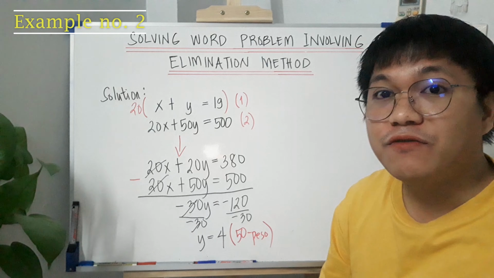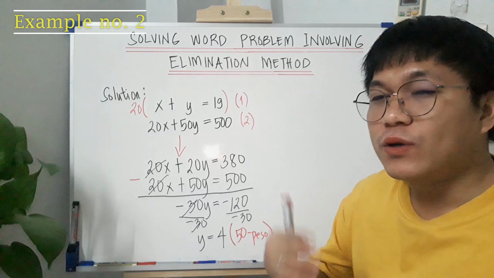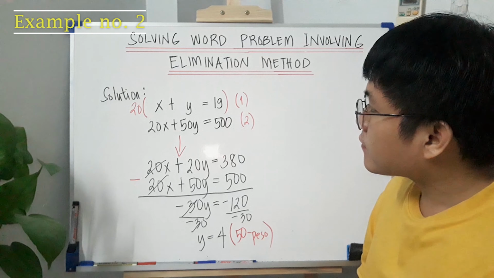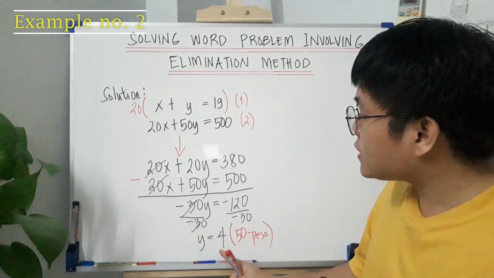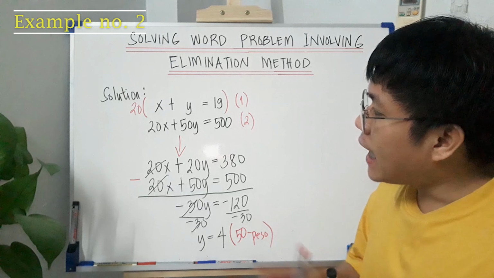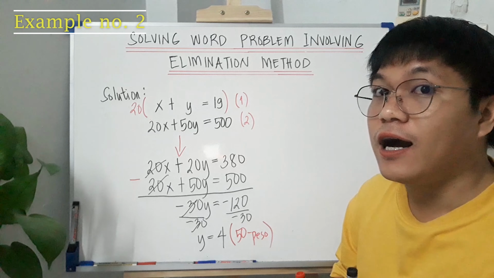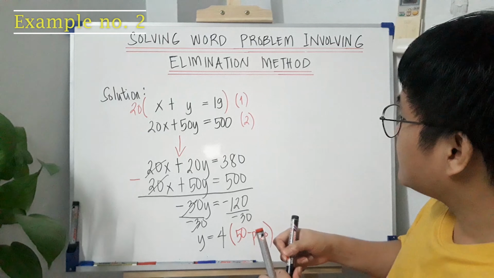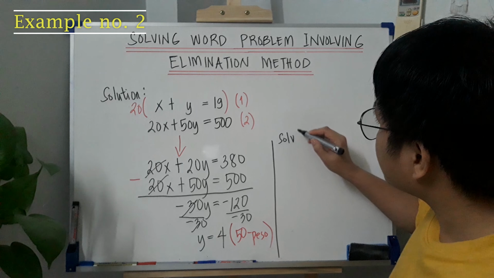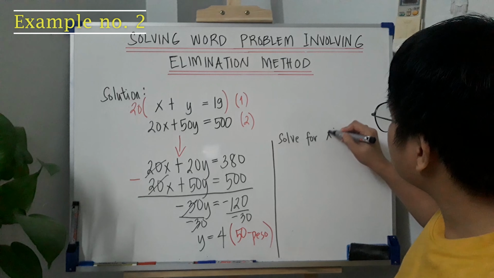Let's proceed now to solving the number of the 20 peso bills in the wallet of Alexis. So what are we going to do? We are going to choose either equation 1 or equation 2 that we are going to use to substitute our y, which is equal to 4. So obviously, I am going to use equation 1 because it is easy for us to solve. So we have here, solve for x.